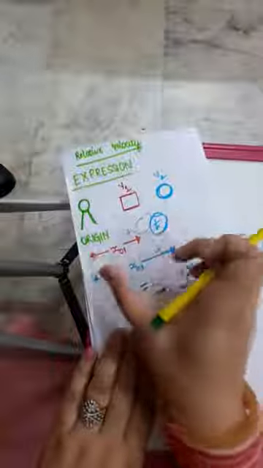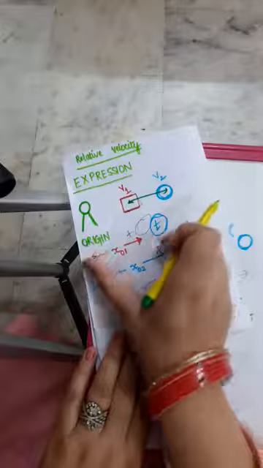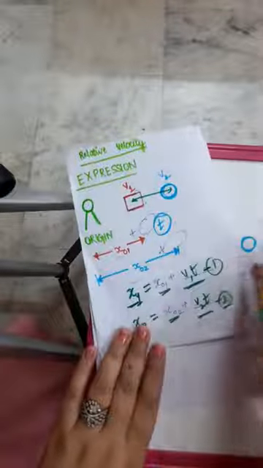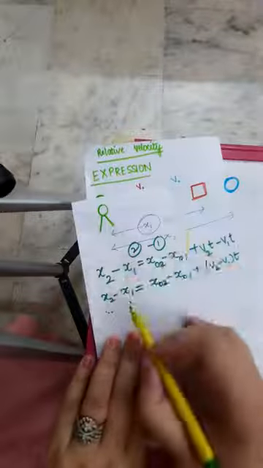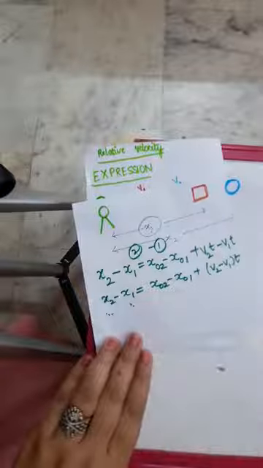Initially, when there was no motion of these two objects, how were they separated? They were separated from each other by this distance, and this distance was equal to x02 minus x01. But now that the motion has started, they will be separated from each other by the distance x2 minus x1.